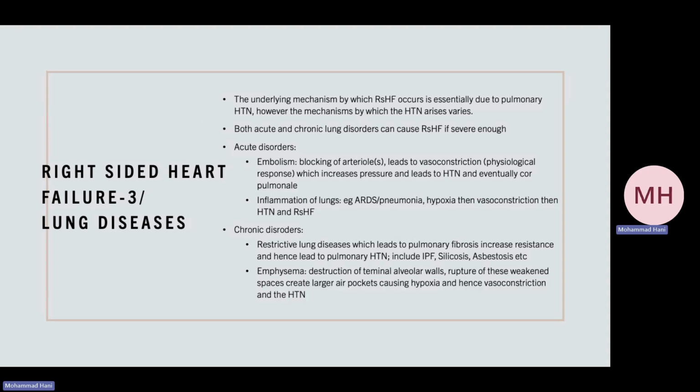Emphysema and obstructive lung disease, what happens is destruction of the terminal alveolar walls. Rupture of these weakened air spaces create larger air pockets. So when you have larger air pockets, what happens is the vasoconstriction as a physiological response, and then hypertension, and then obviously developing chronically into right side heart failure.